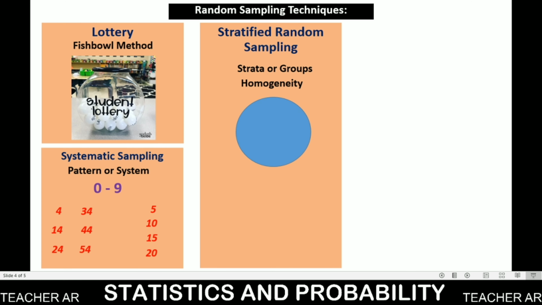Example, dito, kung napapansin nyo, this circle symbolizes our population. Halimbawa, pwede natin siyang hatiin when it comes to highest educational attainment. Yung isang group ay nakatapos ng elementary. Yung second group, nakatapos ng high school. Yung third group, college graduate. At yung pang-apat na group naman, nakatapos ng kanilang postgraduate programs.